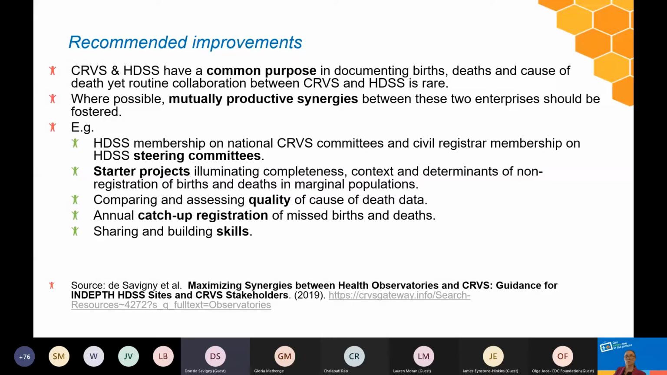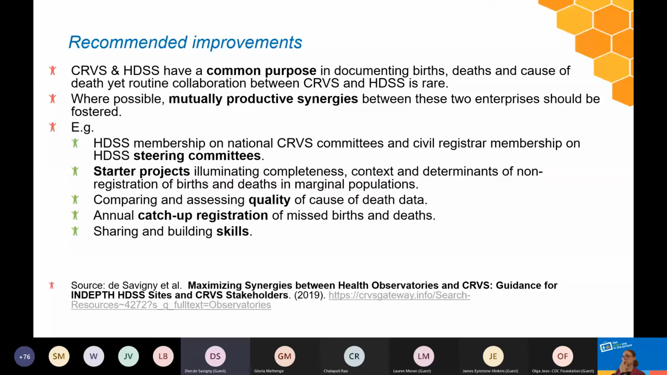The experience with doing verbal autopsy, for example, is there for the long term, and so there are a lot of advantages in comparing the mortality data in these sites with what's seen in CRVS. And you could also do annual catch-up registration. There are a lot of missed births and deaths that are seen in the DSS sites. At the end of the year, these could all be turned over to CRVS for registration and catch-up.